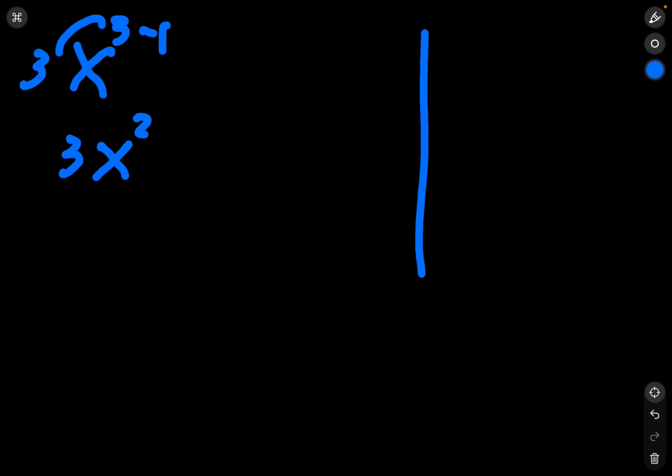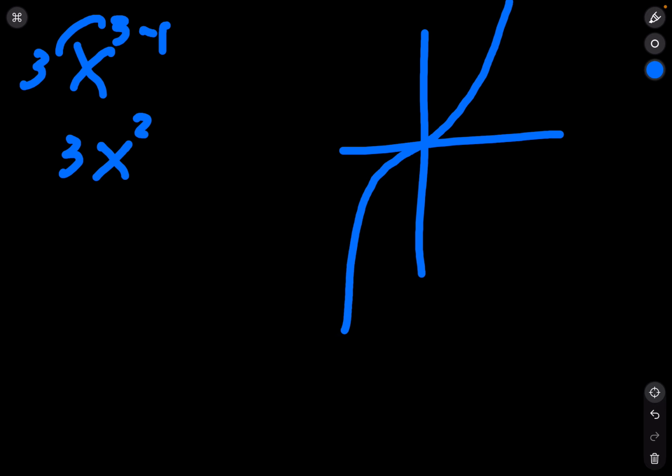So x to the third. If you're paying attention, bring out the 3, subtract the 1, and you'll see that the derivative is just 3x squared. And that makes sense because if we're looking at the graph, it's kind of weird, right?